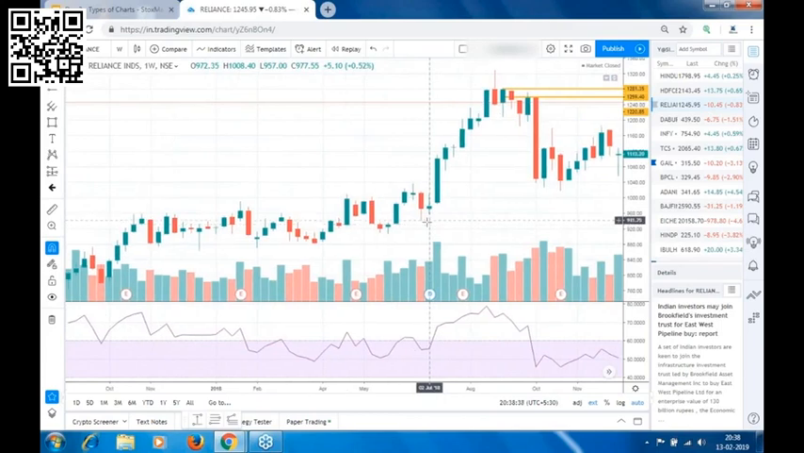This one you can say is your tweezer top. These two candles: the high of both the candles is the same. And this is more like a hammer kind of formation, and when the high is broken you can see the rally in the stock.